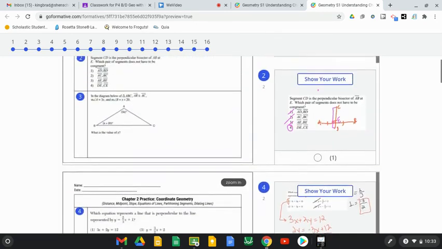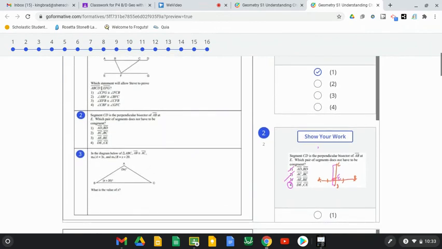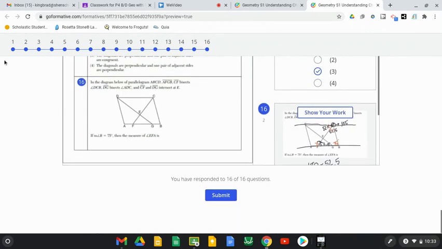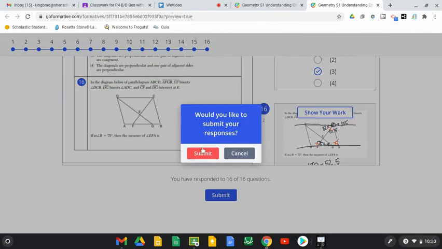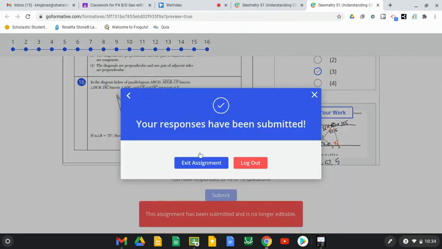So as you can see, I will get to see your work. You can see your work. They're all good. When you're done, you hit the submit button. Would you like to submit? Yep. And then there we go. It has been submitted. And you can exit it. You can log out. You're done. You're not able to edit anymore.